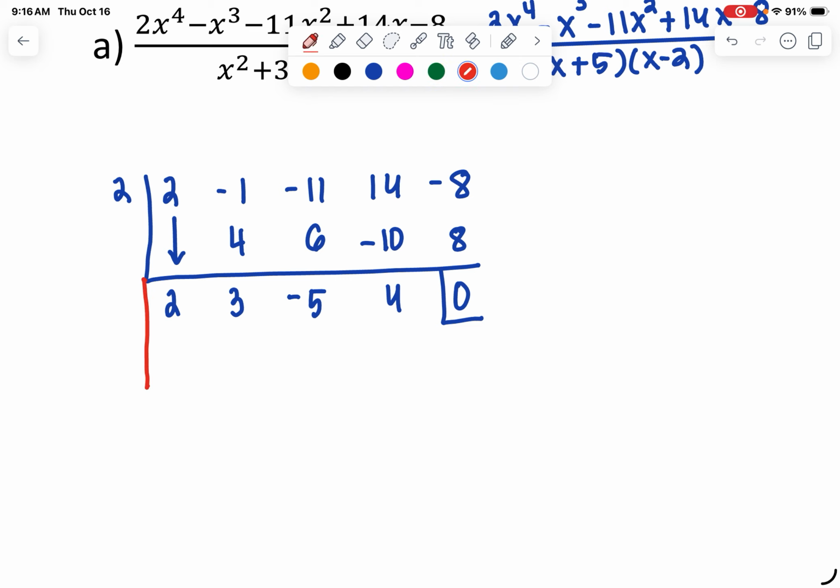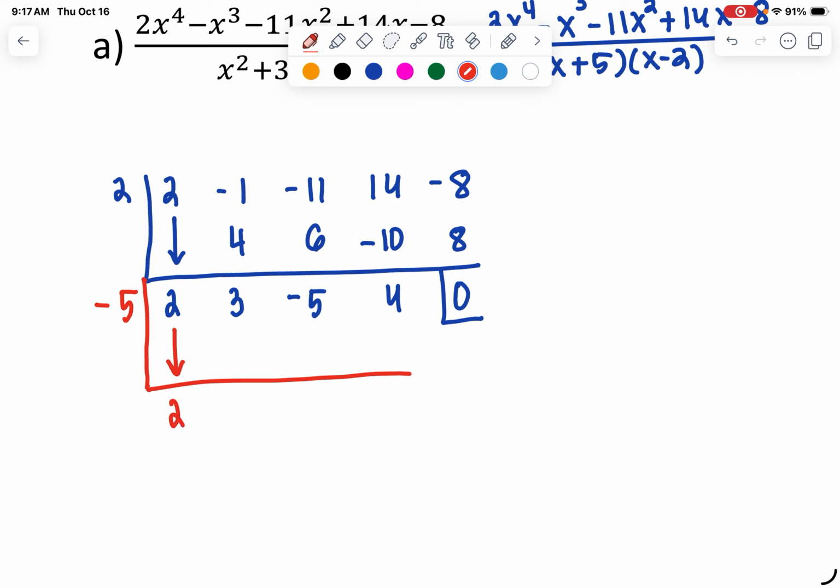Okay, so remember, I'm now going to continue to divide. So now I'm going to divide this, which is 2x cubed plus 3x squared minus 5x plus 4, by -5. I'm glad I started with the 2 right now. Okay, so I'm going to keep going.